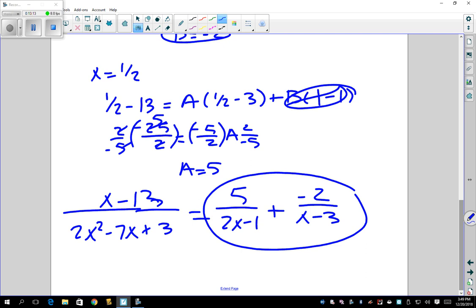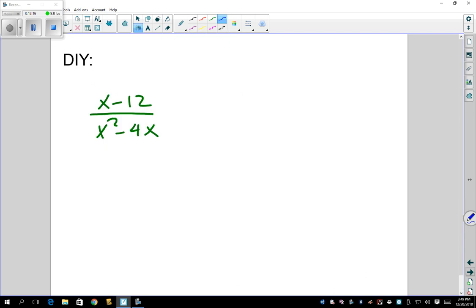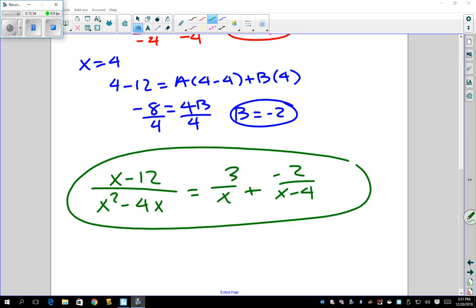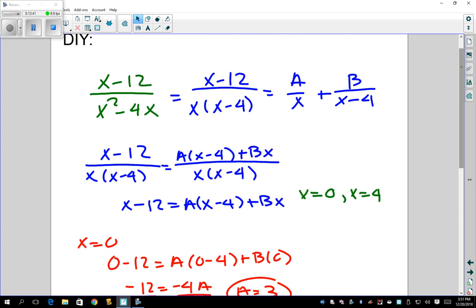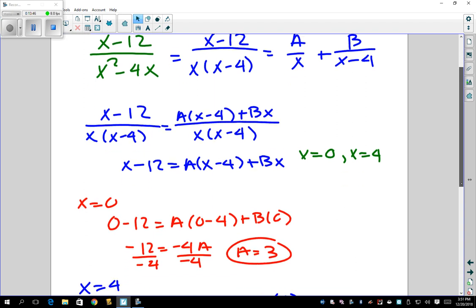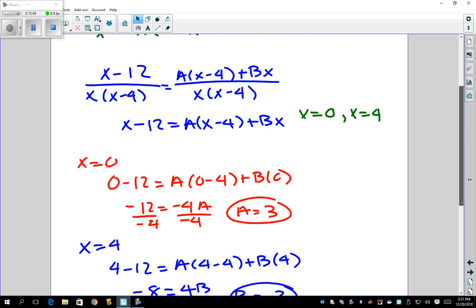So now I have a DIY problem for you. Try to simplify this into 2 fractions, just like we did in the previous ones. The denominator should have linear factors. So go ahead, pause the video, write this down, and then try it yourself. This is the answer you should get. Here are the steps, how to separate them, and then how to go from there. Please make sure you can understand this.